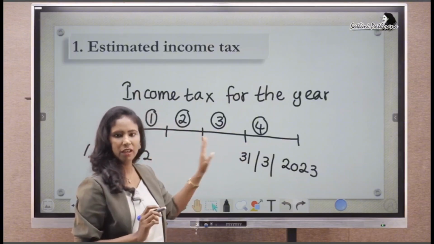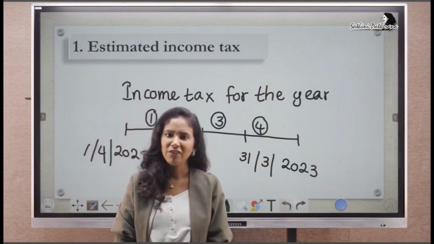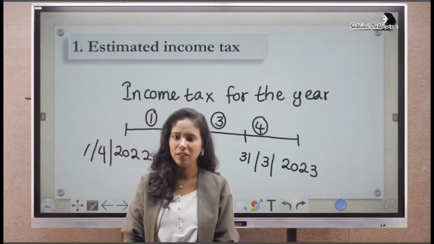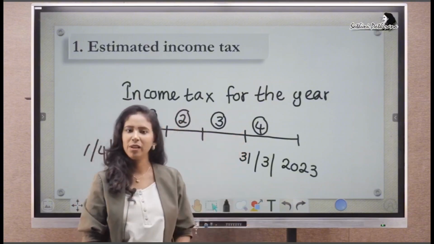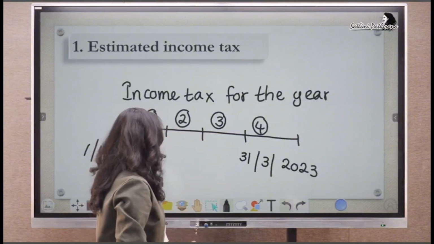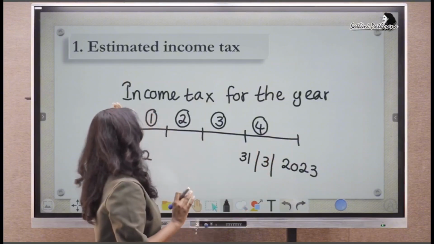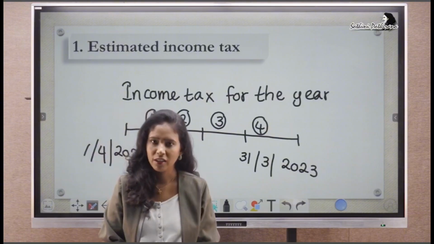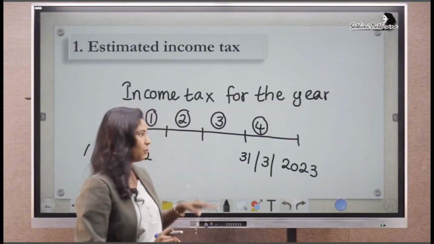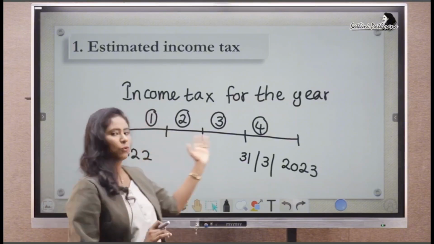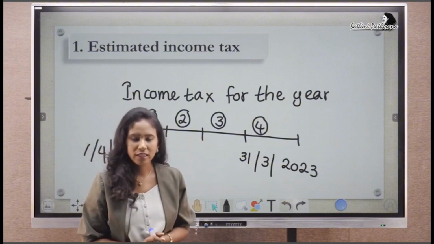You need to calculate income tax for these 4 quarters. In your question paper, they will give you the income tax for the year, or the income tax for this period. So first quarter, second quarter, third quarter and fourth quarter. Now you know the first concept: estimated income tax means the income tax for the year. Income tax for the year means the income tax for the 12 months, that is, the 4 quarters.